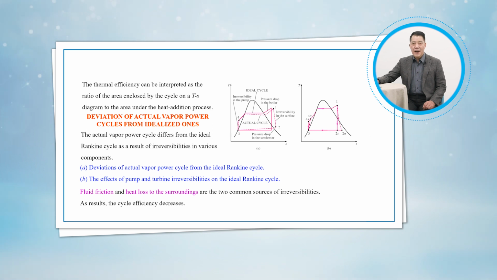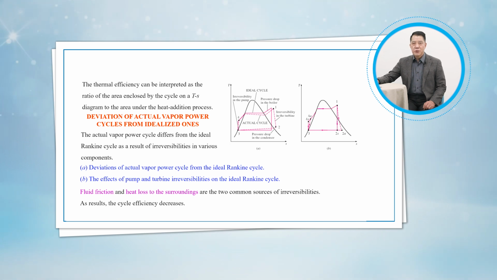The pressure drop in the condenser is usually very small. To compensate for these pressure drops, the water must be pumped to a sufficiently higher pressure than the ideal cycle calls for. This requires a larger pump and larger work input to the pump.